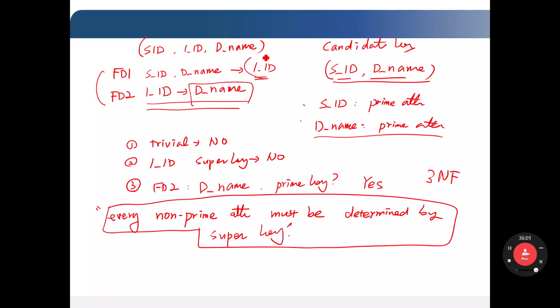So here, instructor ID, is it a prime attribute? No, it is not. Instructor ID alone cannot determine anything, and instructor ID is not part of this candidate key. So instructor ID is just a regular attribute. It is a non-prime attribute. Then this instructor ID must be dependent on a super key. The left side must be a super key. Still confusing, right?